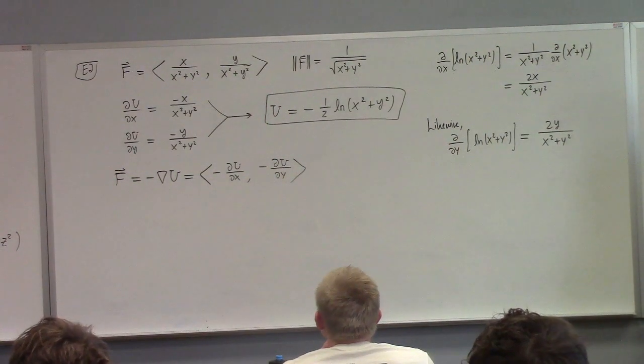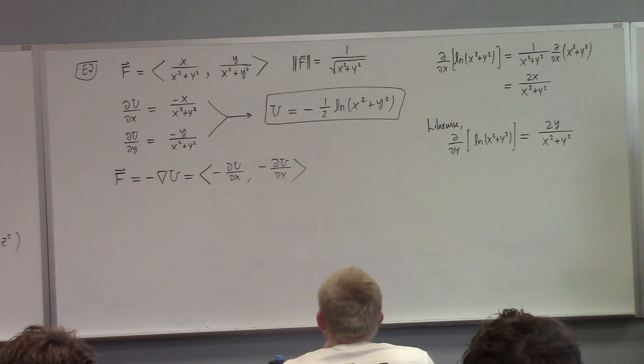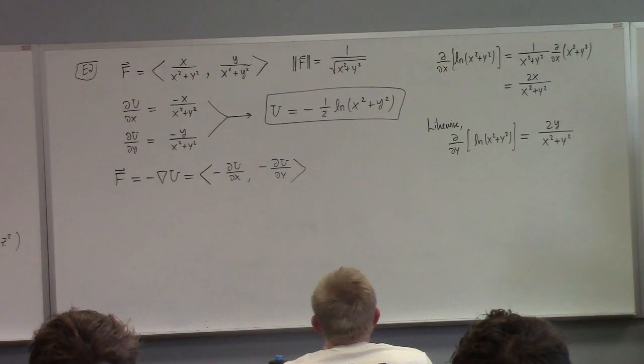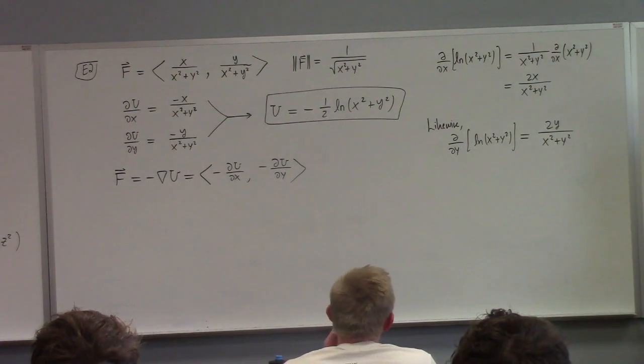If you want me to explain the mechanics of the integration, it's a u substitution. You can think of the denominator as being u. Then du will be 2x dx in the x integration, and 2y dy in the y integration. So it's a u substitution if you don't see the guess.